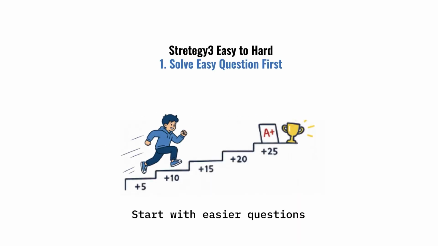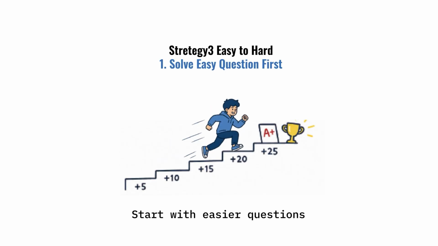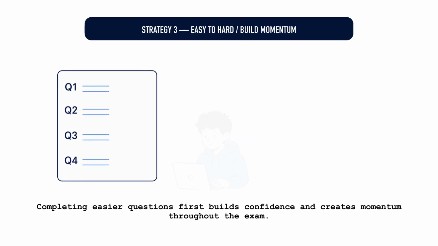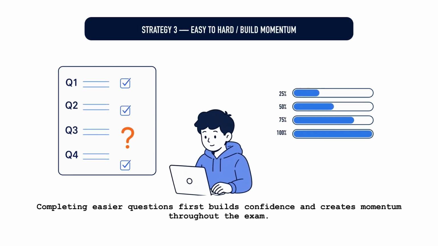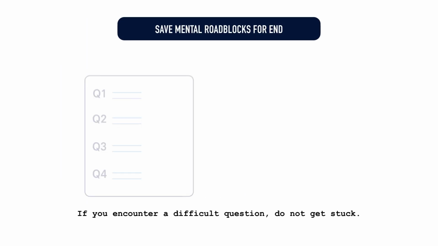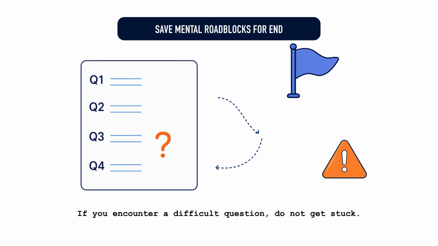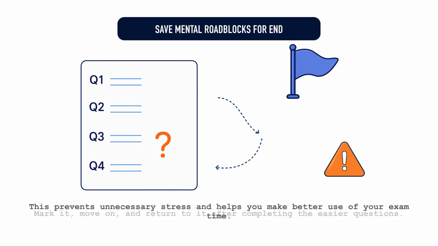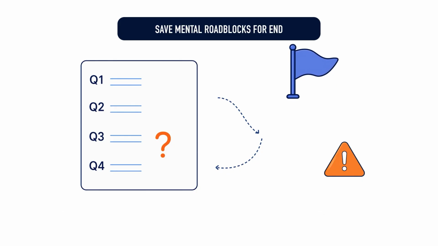Strategy 3. Easy to hard. Starting with easier questions allows you to secure marks quickly and efficiently. It ensures that you gain maximum points from the topics you know best. Completing easier questions first builds confidence and creates momentum throughout the exam. As you continue answering questions successfully, you become more focused and efficient. If you encounter a difficult question, do not get stuck. Mark it, move on, and return to it after completing the easier questions. This prevents unnecessary stress and helps you make better use of your exam time.